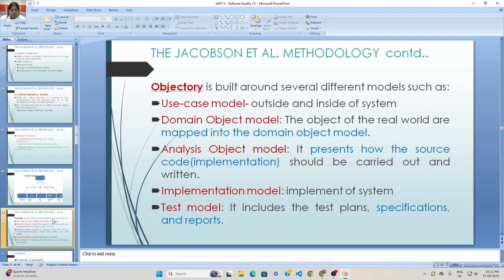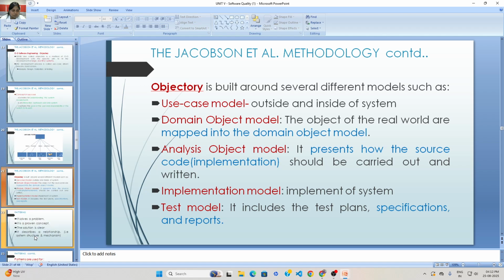So, first, the use case model is used to represent the outside and inside of the system. Next one is the domain object model. It is used to map the real world objects into the domain object model. The analysis object model is how the source code will be carried out and written to develop the software. And the implementation model is used to implement the system. And the test model is used, based on the test plans and test cases, to test the model, and we should meet the requirements of the system users.